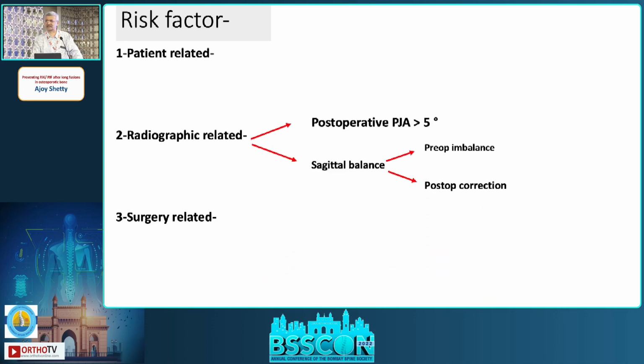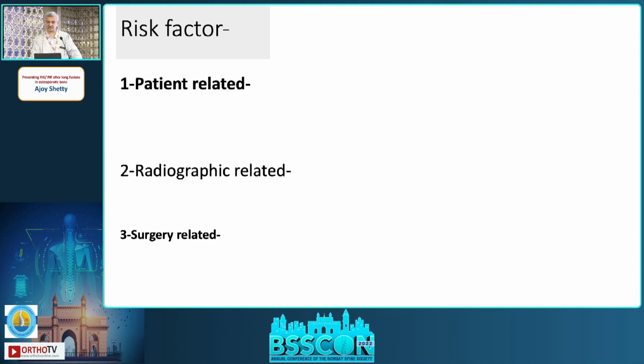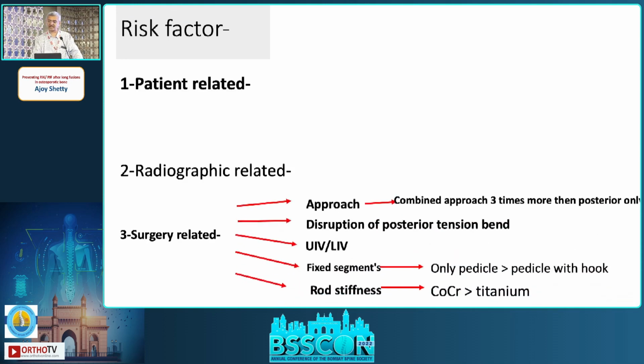Coming to the radiographic-related factors, it basically depends upon the sagittal balance. The preoperative sagittal balance and the amount of correction you do also have a significant impact on the incidence of PJK. Surgery-related: the approach, the posterior approach, the combined approach is much more common. The disruption of the posterior tension band. If you use only pedicle screws at the upper end of the construct, the chance of PJK is higher. The stiffer the rod, the higher the chances of PJK. This is important for us to know as risk factors.